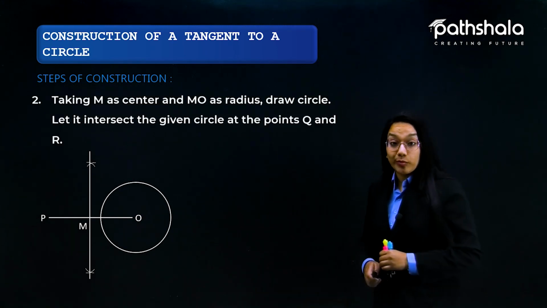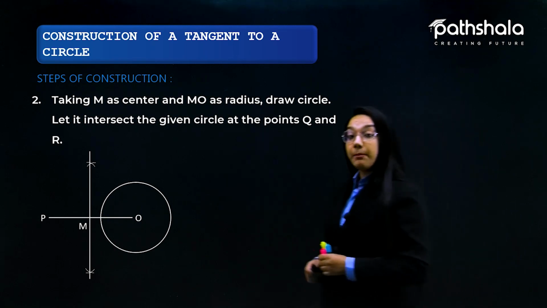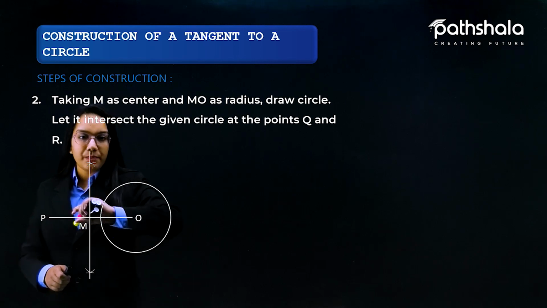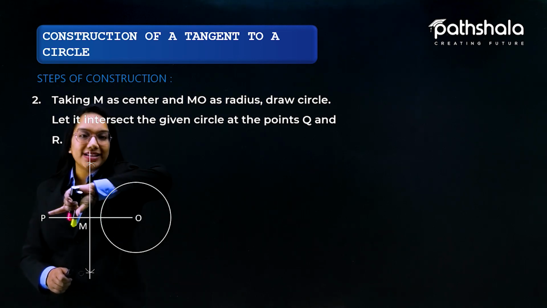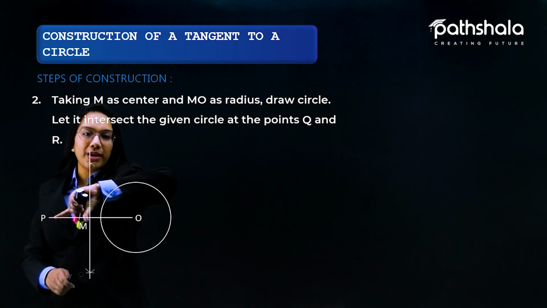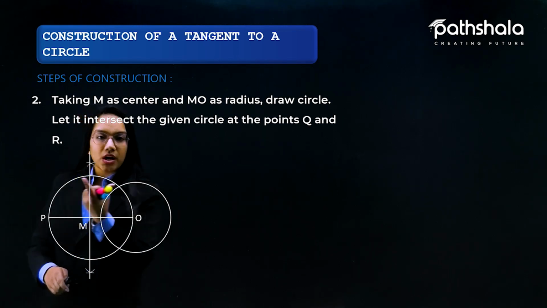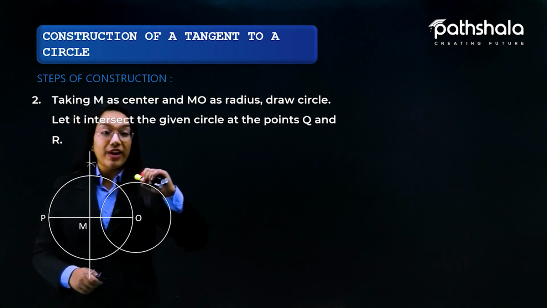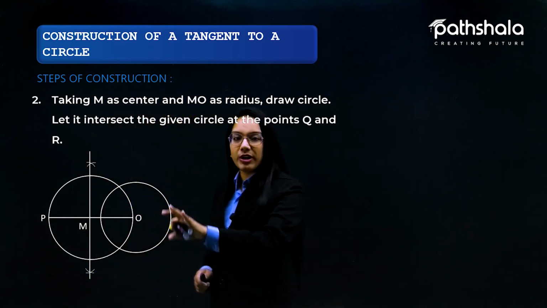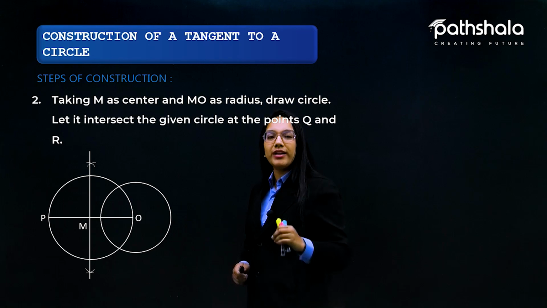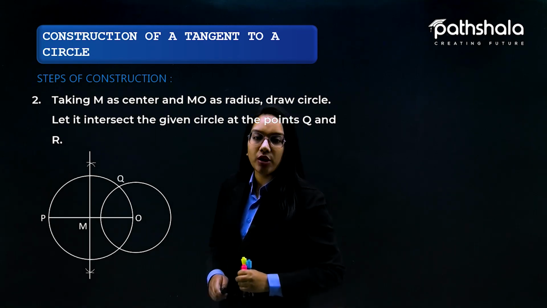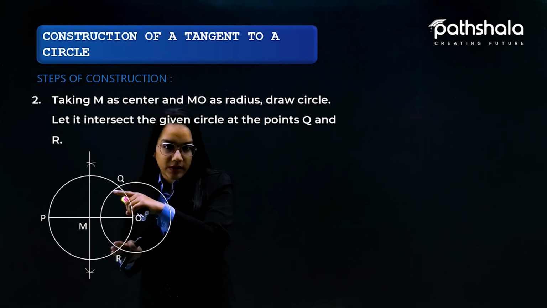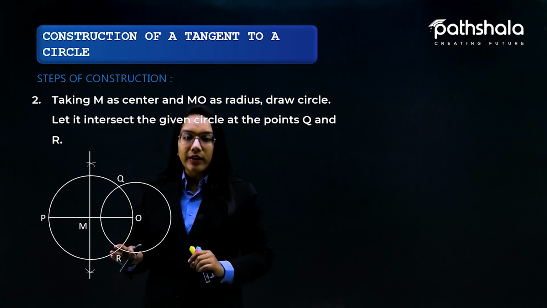Step number 2 is taking M as the center and PM or OM as the radius. Using the compass, I am forming a circle of this type. As you can see, it will pass through the center of the given circle as well. Wherever this circle intersects the previous circle, we call the points Q and R. You can see this circle is intersecting the other circle at exactly 2 points, and we are calling this point Q and this point R.